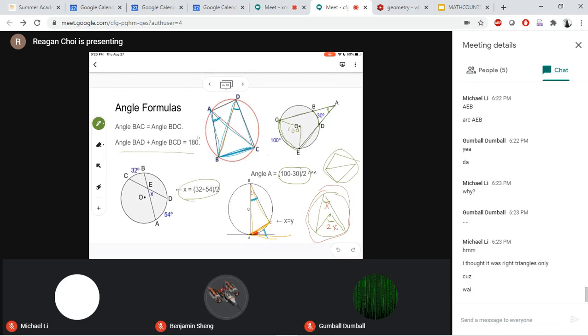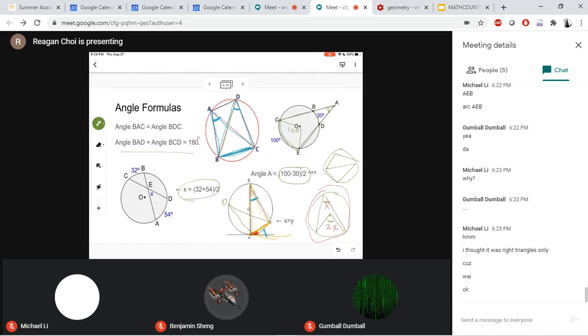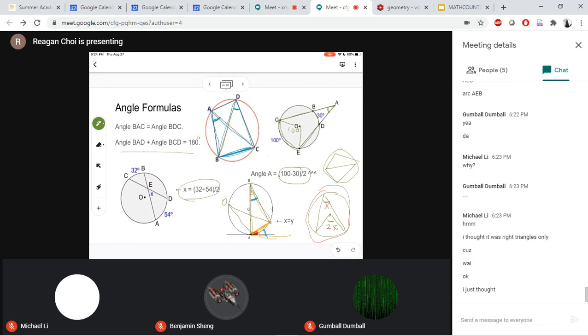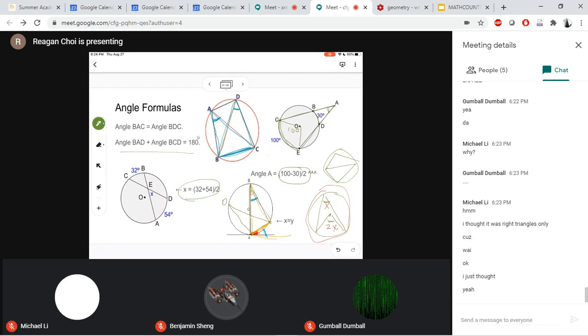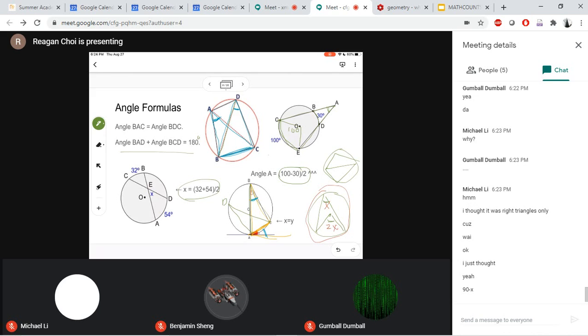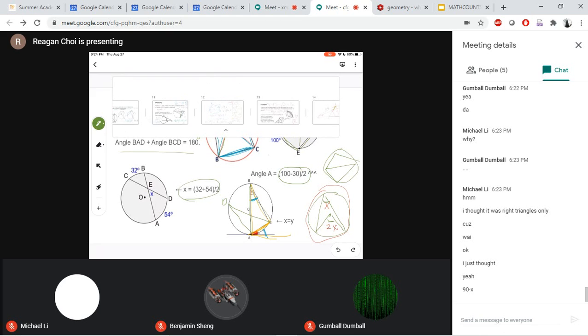If it's ABC here, right? It can also be like ADC. It doesn't have to go through the center, right? Because those angles are equal. So it can't be just right angles. But I guess the proof does involve the right angle. That's the main proof method. But yeah, it can be any angle. Yeah, 90 minus x and then 90 minus 90 minus x.